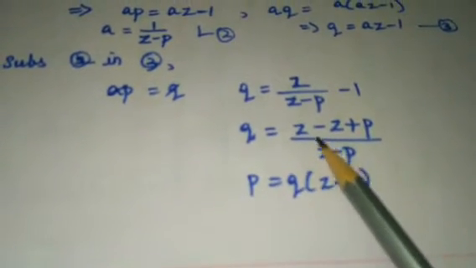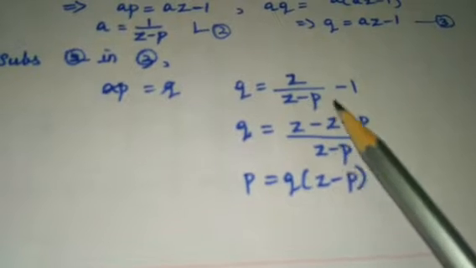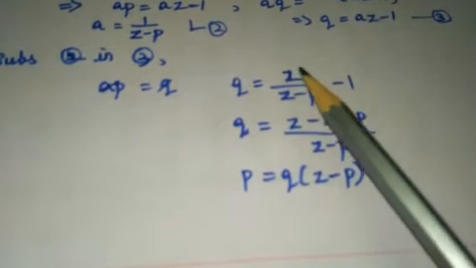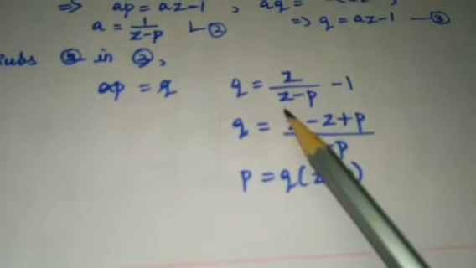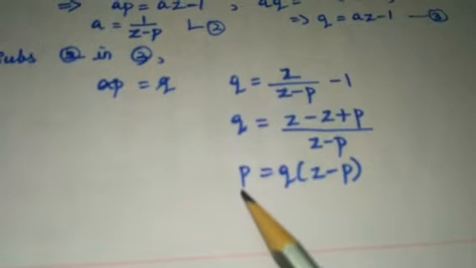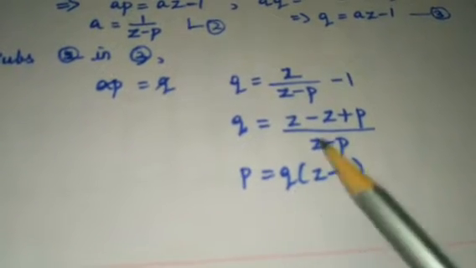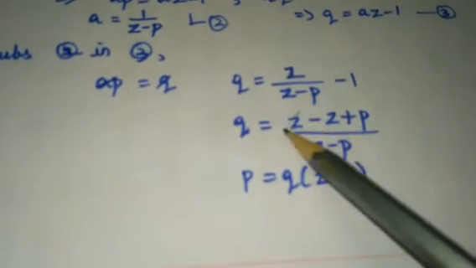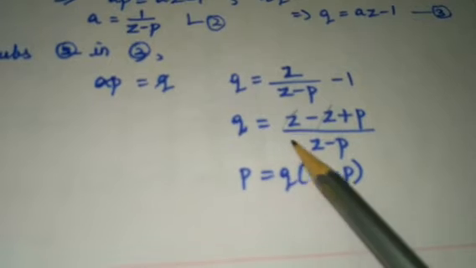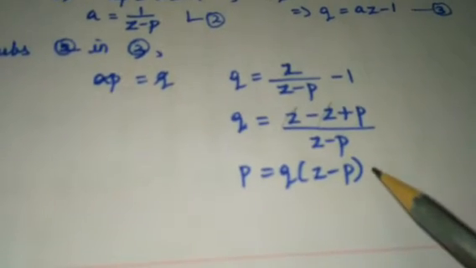Therefore q is equal to, if we take the LCM from this common term z − p, from cross multiplying it becomes (z − 1) into (z − p)... minus p plus p. Therefore p is equal to q into, from this z and this term are cancelled. Therefore p is equal to q into, when cross multiplied, q into (z − p). This is the required PDE.